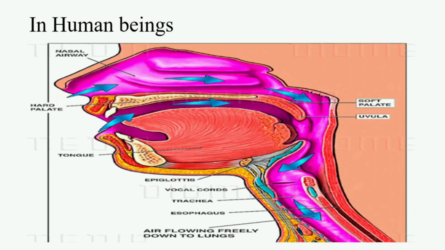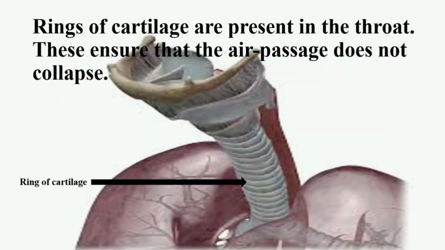In this image, you can see how the air gets inside the nose, that is from the nostrils, and finally it enters into the nasal passage. From nasal passage, it enters through the pharynx, and from pharynx it leads to the trachea. Trachea is made up of rings of cartilage, and these rings of cartilage are present in the throat part, and this is the part which is known as trachea. Trachea is also known as air pipe. These rings of cartilage ensure that the air passage doesn't collapse because the cartilages are flexible.